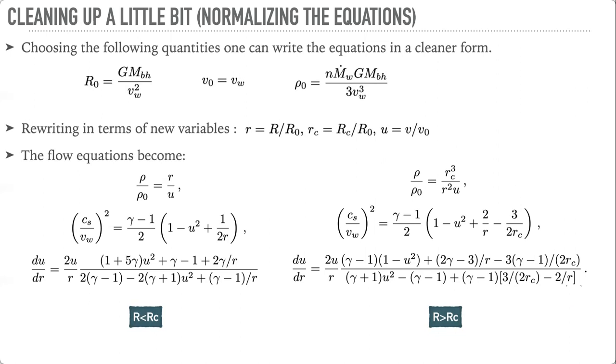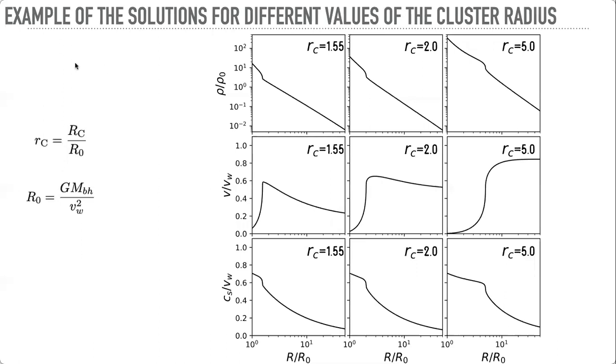numerically, and we get these radial profiles, and we have something like this. This presents the solution for different r_c, so different sizes of the cluster, and this is the resulting density profile. It has some transition there, and then it follows like a power law.